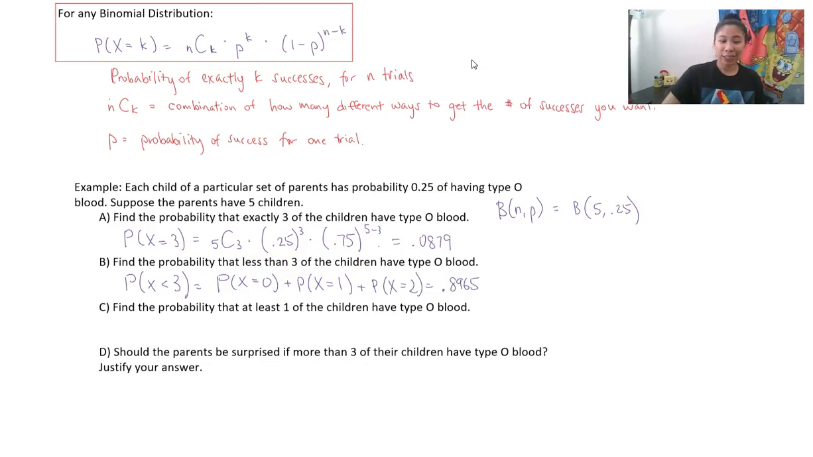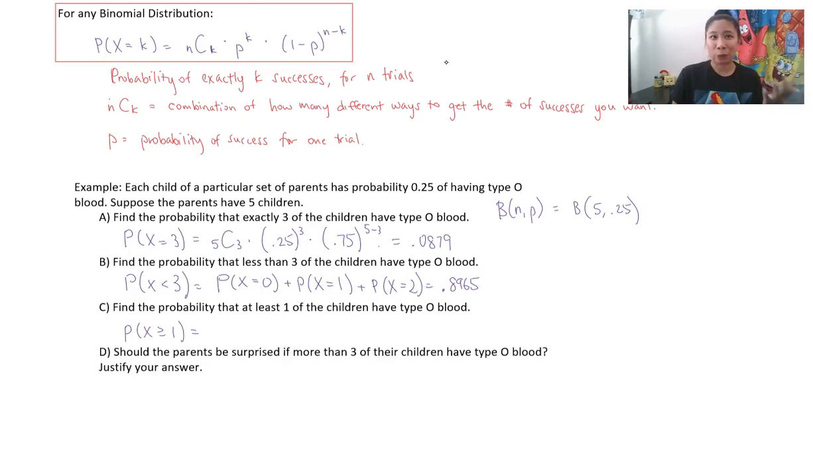Okay, so for the next example, we're looking for the probability that at least one of the children has type O blood. So at least one means that we want one or more. So really we're looking for the probability that x is greater than or equal to 1. So again, if you think about all the different outcomes for this binomial random variable, our outcomes could be 0, 1, 2, 3, 4, or 5, because 5 is our maximum number of successes, and 0 is the least. So if I want greater than or equal to 1, basically I'm trying to add up the probabilities for x equals 1, 2, 3, 4, and 5, with 5 being the maximum.